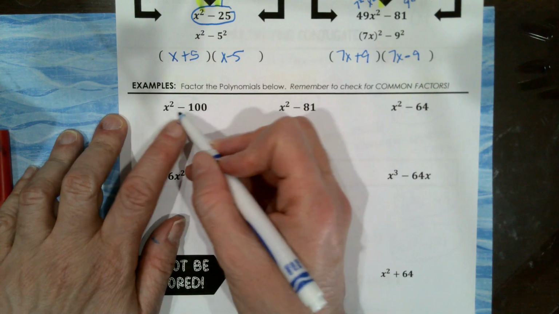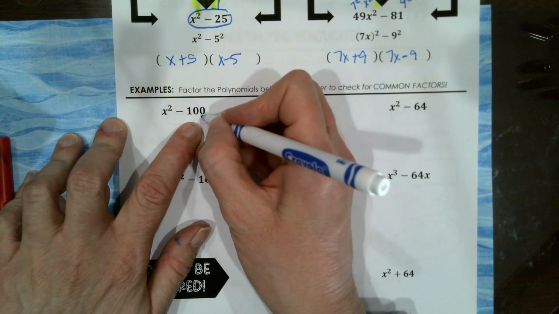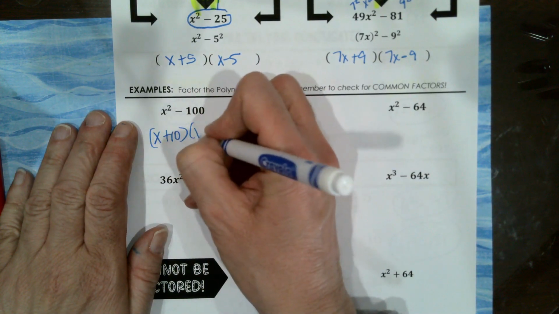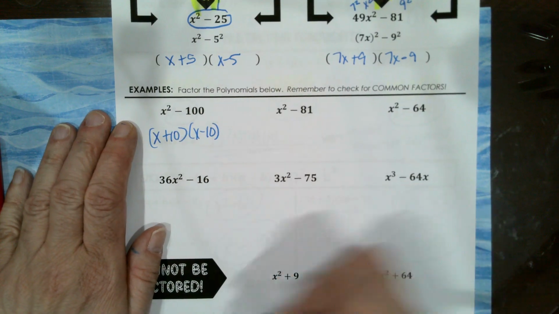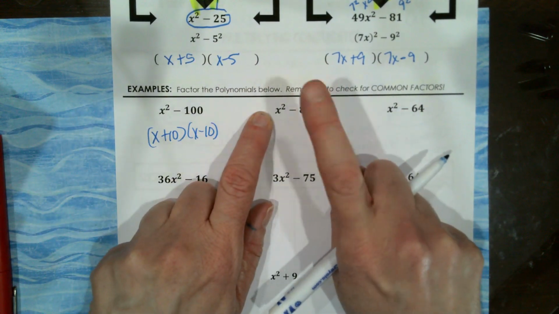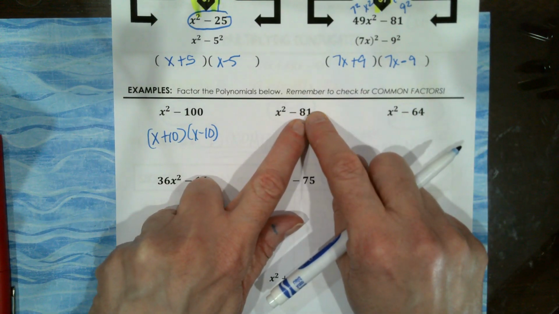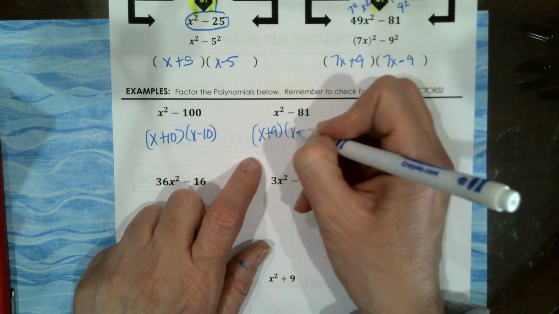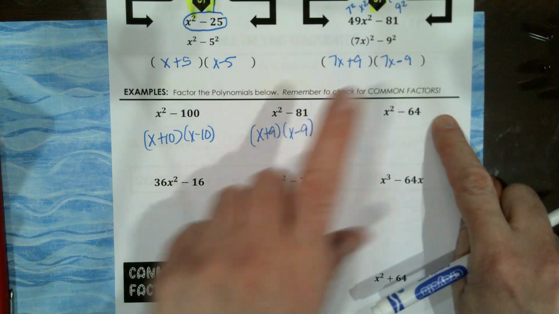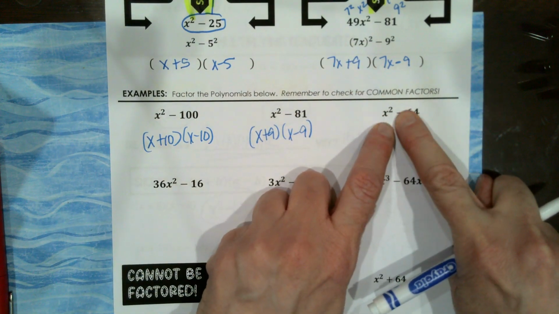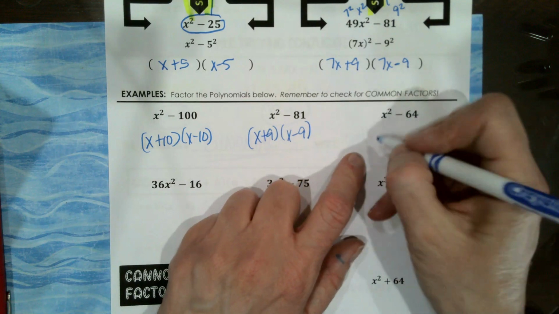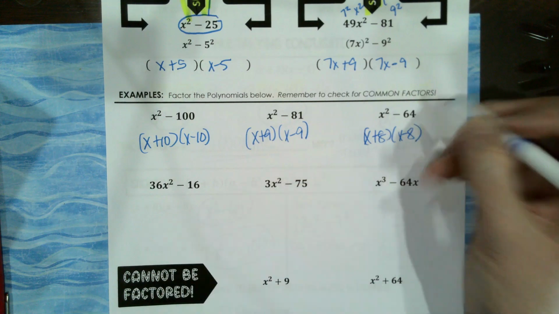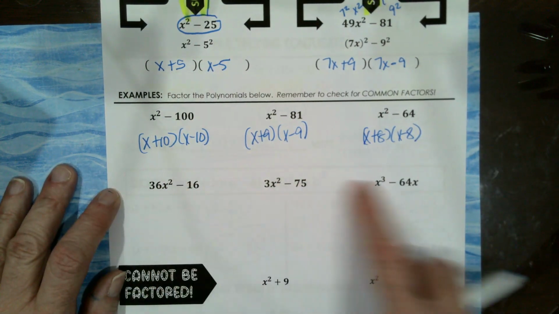Perfect square, subtraction sign. What's the square root of 100? I have a positive and a negative of both the same thing. Easy peasy. Perfect square, subtraction sign. What's the square root of 81? It's 9. x plus 9, x minus 9. Binomial, perfect square, subtraction sign. All right. What's the square root of 64? It's 8. x plus 8, x minus 8. Okay, so tell you what, why don't you try these three real quick?